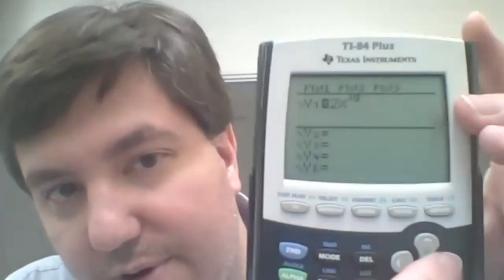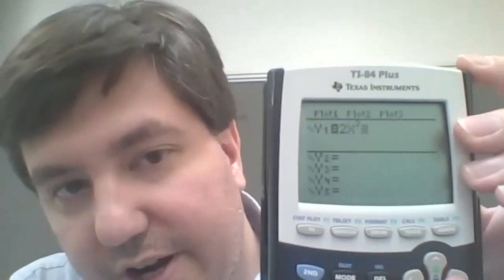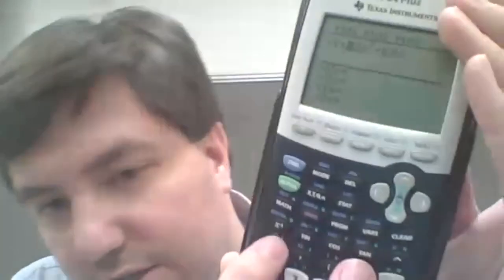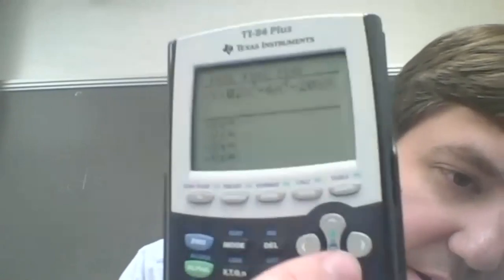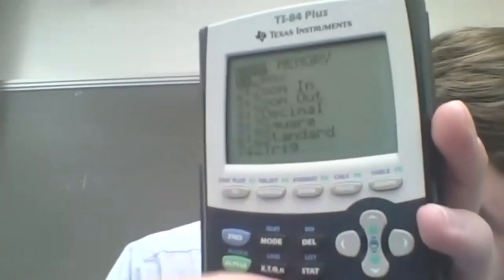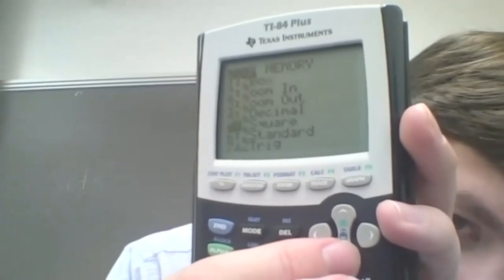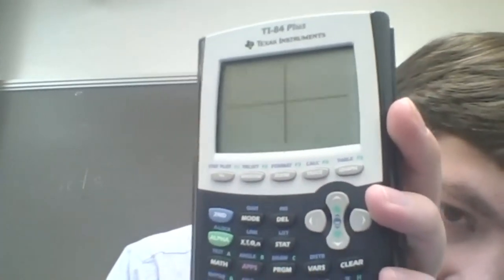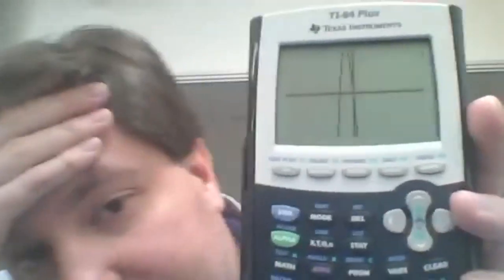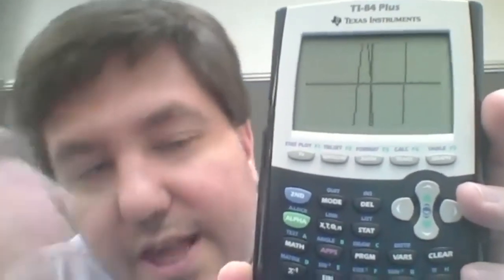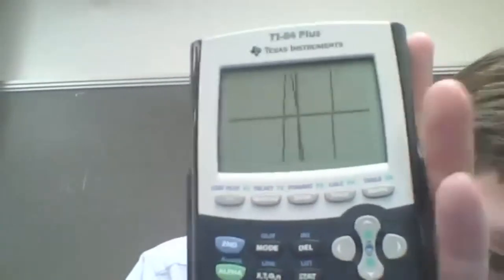I'm still in the exponent right now, so I need to arrow over and get it over here. Then what was it? Minus 6X squared, here's the squared key. And then lastly, it was minus 20X. Okay, there you go. So there's the formula for that. And then I'm going to go to Zoom and pick the standard window. And here you go. It's drawing that.